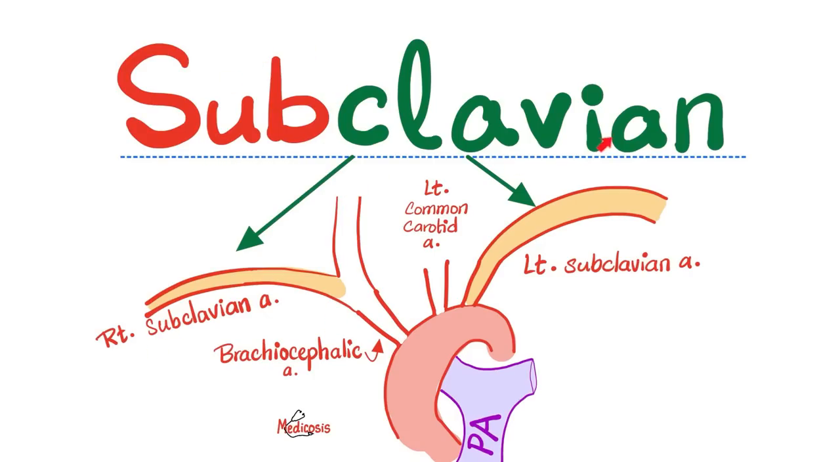How many subclavian arteries do you have? The answer is 2. One on the right and one on the left. Why do we call it subclavian? I don't know. Maybe because it runs under the clavicle? Duh!